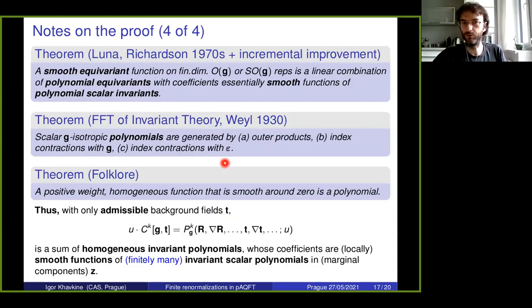Then you can make some remarks about the scaling dimension of this quantity, which basically requires you to have polynomial dependence on any argument whose scaling dimension is not zero. And with respect to the rest of the arguments, which are the marginal ones, it's going to be smooth. And that's how you end up with our classification.